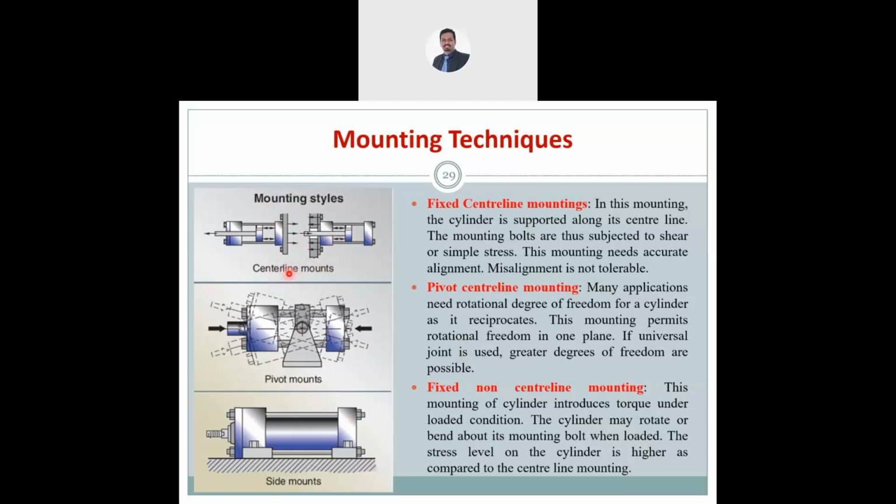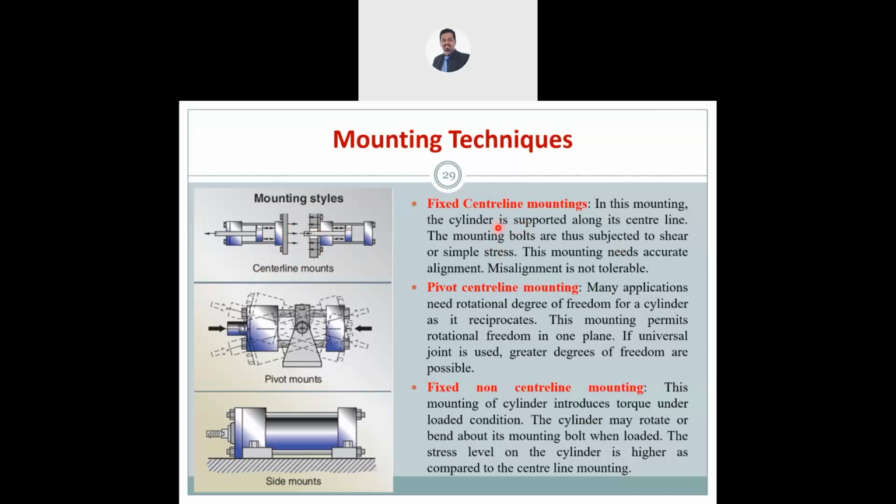The first is center line mounting. So you have a piston, and the piston is moving to the sides, horizontal, and you have a center mount. So basically your piston will be horizontal. You can see there is a center line. You are mounting this to a particular place, or a particular arrangement.